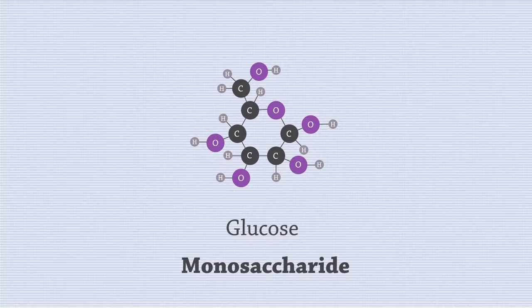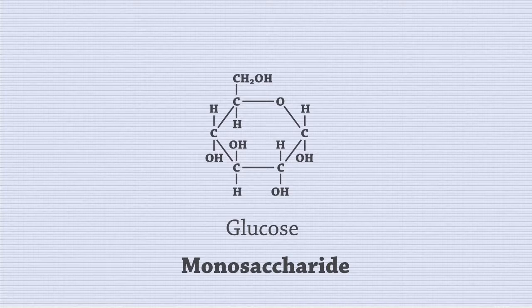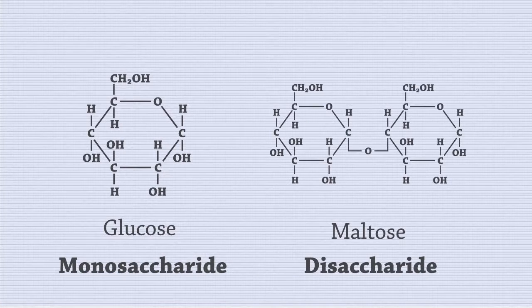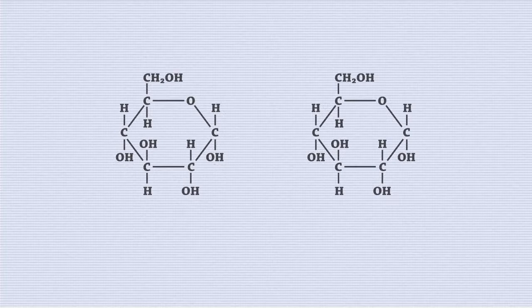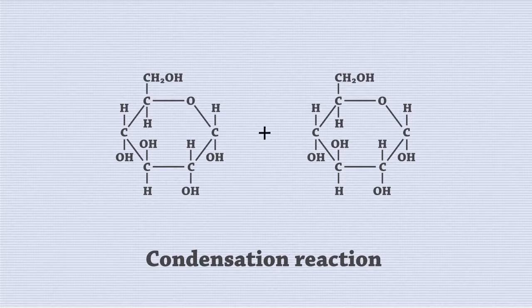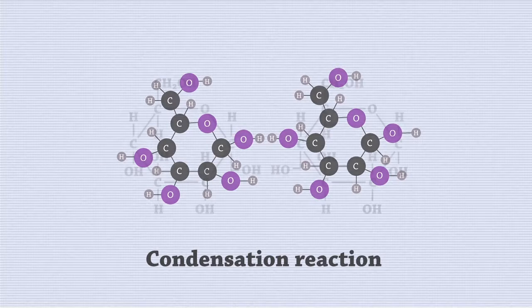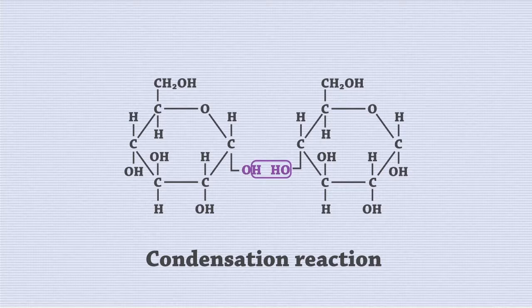Glucose is a monosaccharide, or a simple sugar made of 1 subunit, as the prefix mono suggests. Disaccharides are made of 2 monosaccharides joined together by a glycosidic linkage. The 2 monosaccharides will undergo a condensation reaction to form the disaccharide. A condensation reaction is one where 2 molecules combine to form a larger molecule via the loss of a smaller molecule, in this case, water.